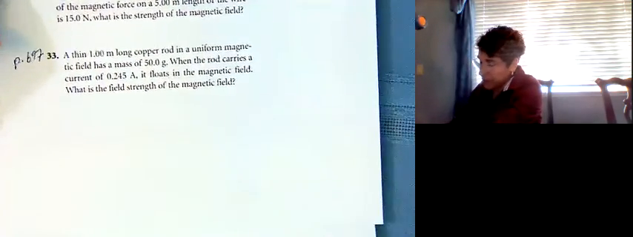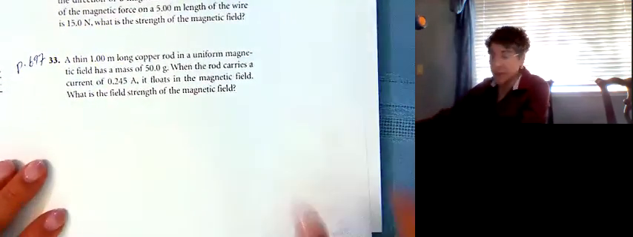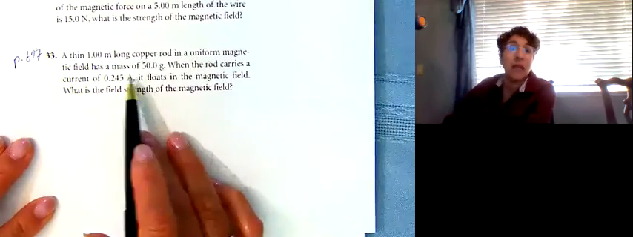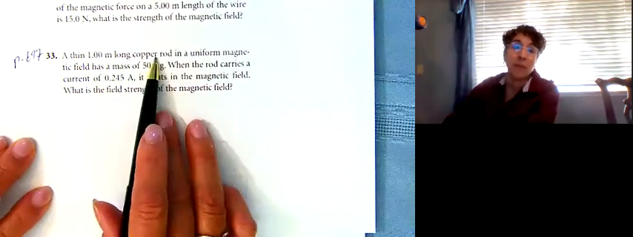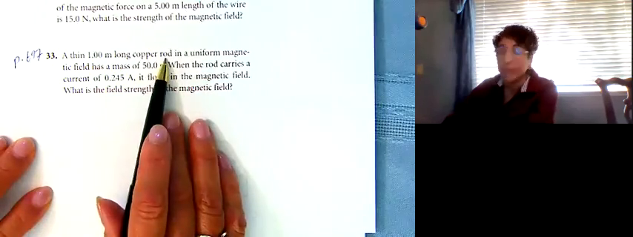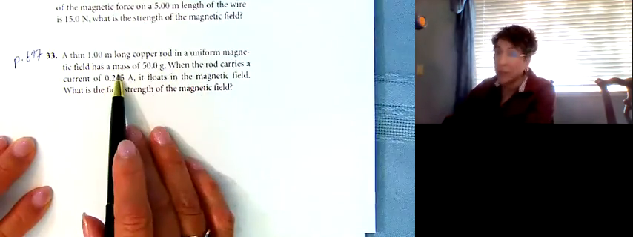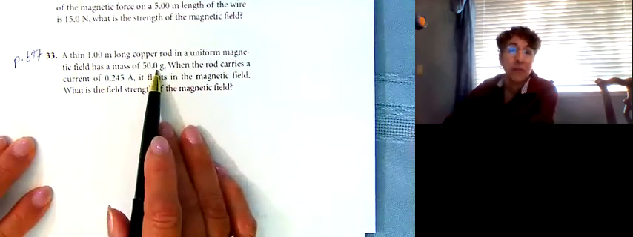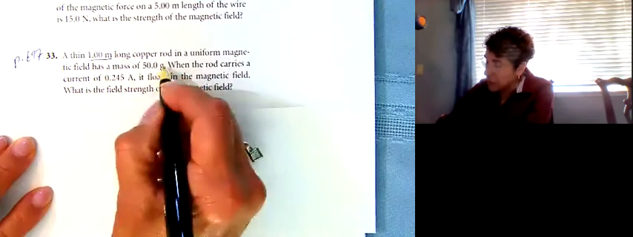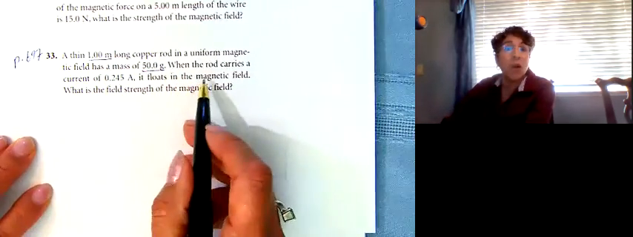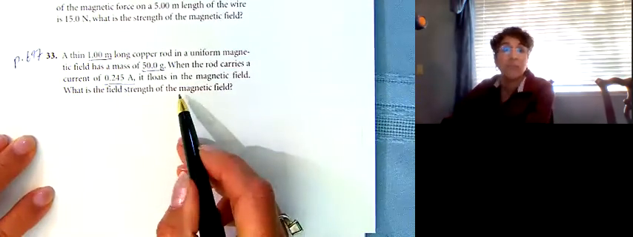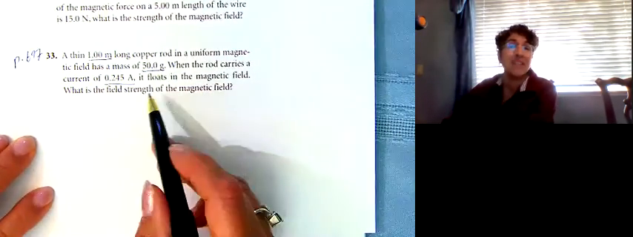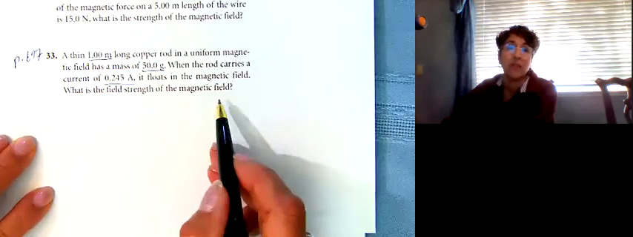Number 33. There it is. A thin 1 meter long copper rod. Oh, they already told us the length, and they're telling us it's copper because we know copper is a really good conductor. In a uniform magnetic field, it has a mass of 50 grams. So we're given a length, and we're given a mass. When the rod carries a current of 0.245 amps, so that's the current, it floats in the magnetic field. What is the field strength of the magnetic field?